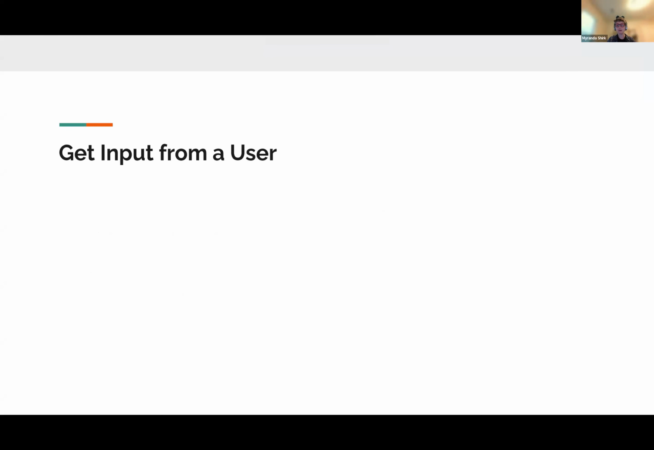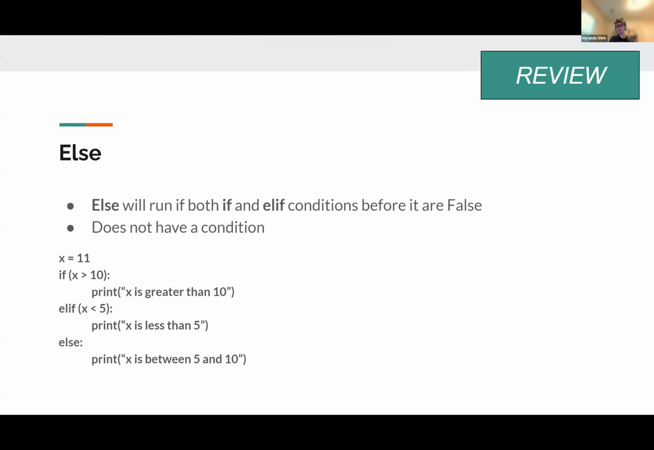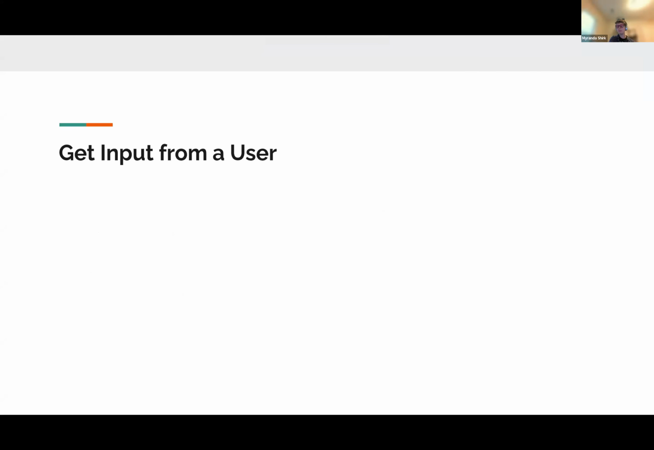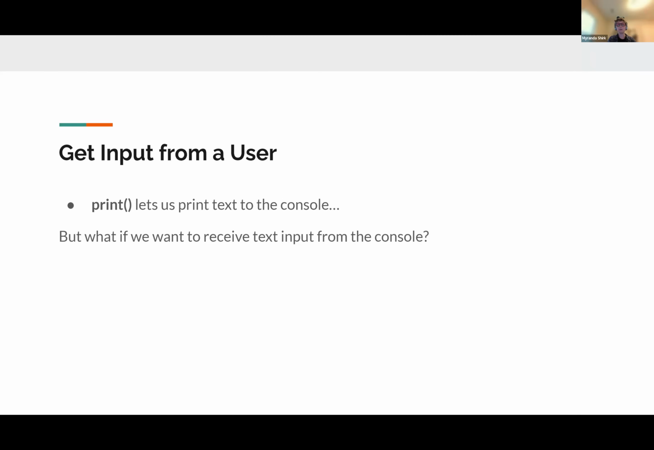But we've talked about if, elif, else statements, and then we've also done some print statements. What about getting input from a user? Print lets us print text to the console. That lets us send text out. But what if we want to get text? What if we want to have a user enter something and then we use that in our program? We're relying on user input. So what if we want to receive text input from the console? This is where we can use what's called the input statement.